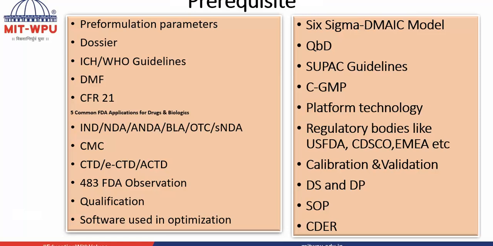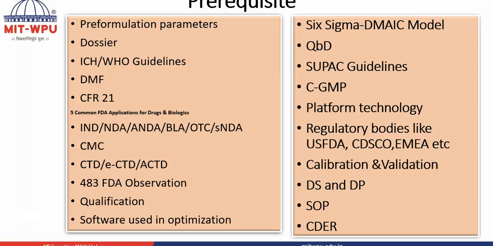So these are the prerequisites. Every pharmacist must understand these terms. That is, what are pre-formulation parameters, what is a dossier, what are ICH and WHO guidelines, DMF, 21 CFR, and common FDA applications for drugs and biologicals like IND, NDA, ANDA, BLA, OTC, SNDA, CMC, that is chemistry, manufacturing and control, CTD, eCTD, and ACTD, 483 observations, qualification, and software used in the optimization process, like Minitab, Design Expert, Statistica, etc.